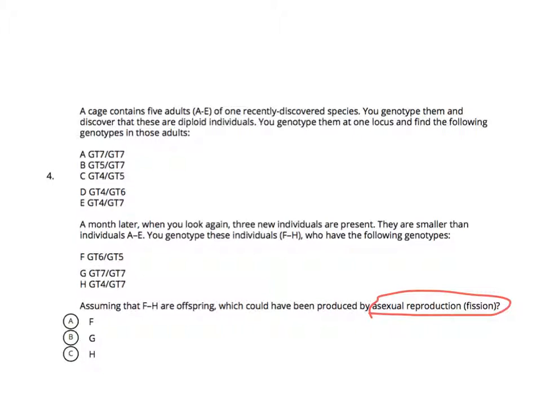So here, G, again, right? G's genotype is the same as parent A, just like the last question. What about F? Right, there are no 6 5s up here. So that individual wouldn't be produced by fission. What about H? Yeah, E. Again, parent E could produce individual H by fission. So we're looking for, in fission, identical genotypes, parent to offspring. It's cloning. Everybody should have the same genotype.